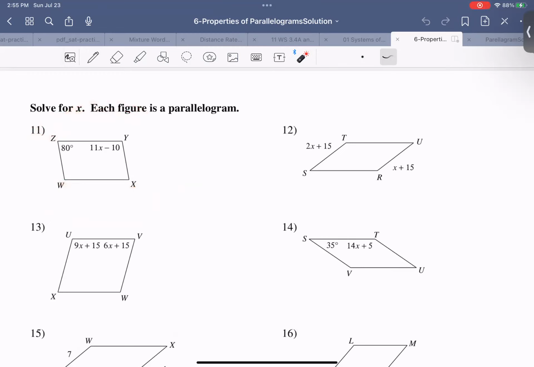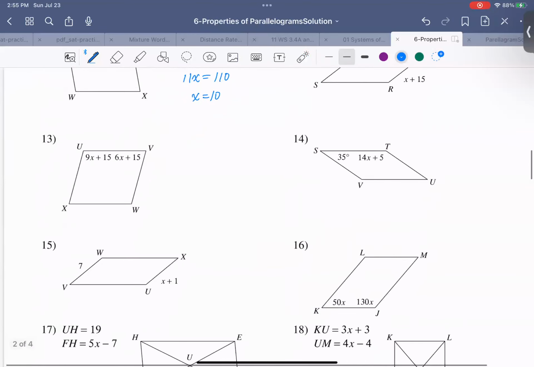11x minus 10 plus 80 equals 180. 11x plus 70 equals 180. 11x equals 110. x equals 10. That's it. Very good. Next one.